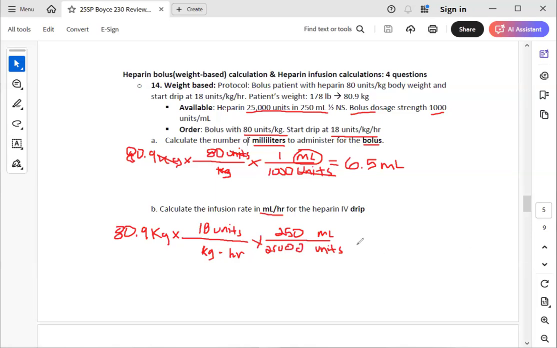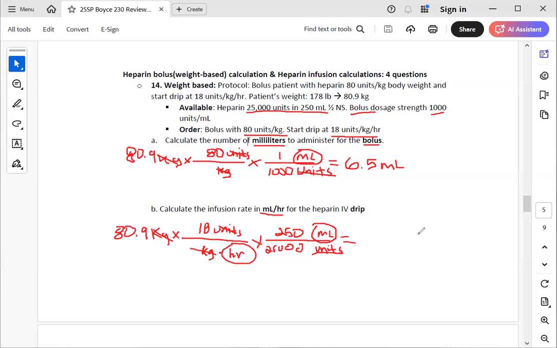Right, yeah, 25,000. Now, before I do anything again, I'm crossing out kilograms, I'm crossing out units, and I'm looking to see what I have left. I have milliliters, and I have hours. So if I have milliliters and hours remaining, that's what I'm looking for. So now I'm just going to plug it into my calculator.